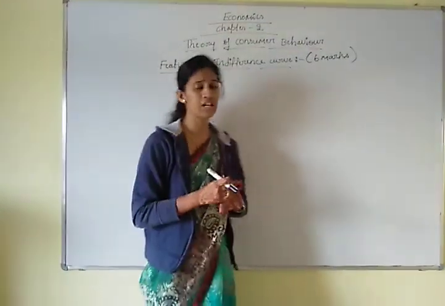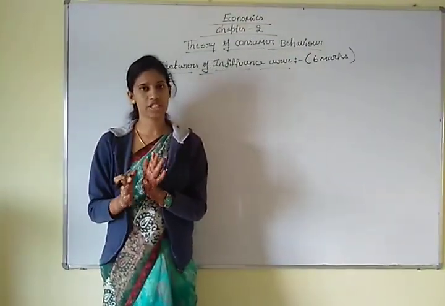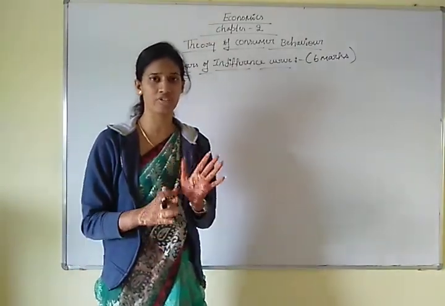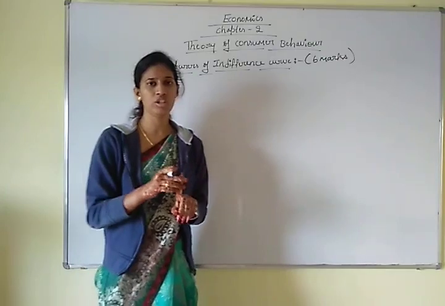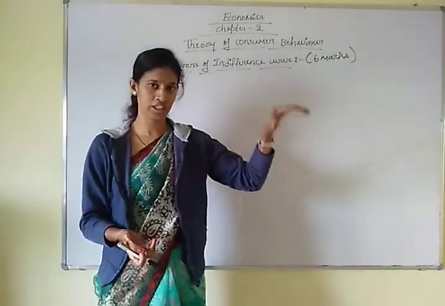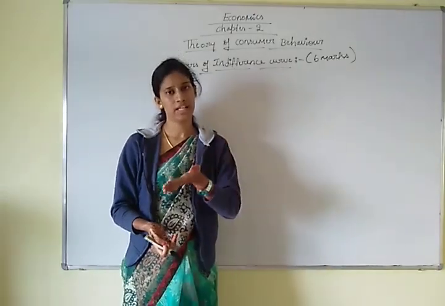So these three are the main important features of indifference curve. All three are main important features of indifference curve. First one is: indifference curve slopes downward from left to right.